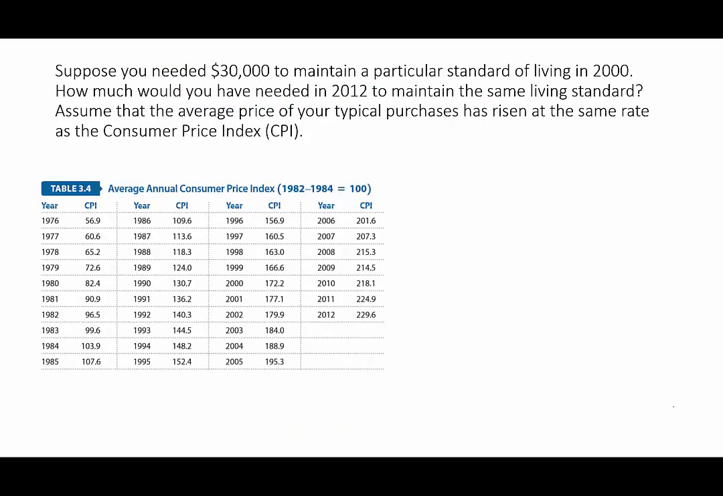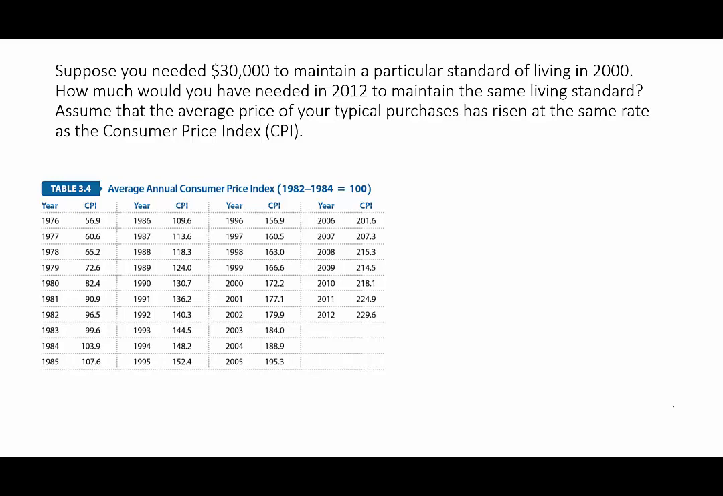Okay, so suppose you needed $30,000 to maintain a particular standard of living in the year 2000. How much would you have needed in 2012 to maintain the same standard of living? So what we needed in 2000 to maintain our standard of living was $30,000. If you made $30,000 in 2012, is that better or worse than 2000? That would be worse because the value of a dollar was worth less in 2012. We need more money in 2012 than we did in 2000.